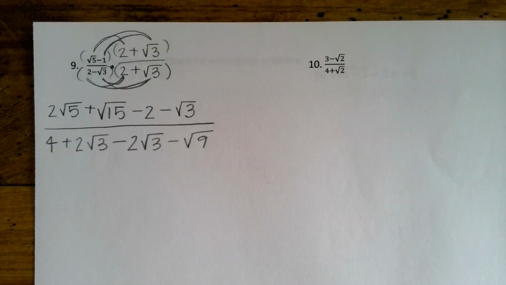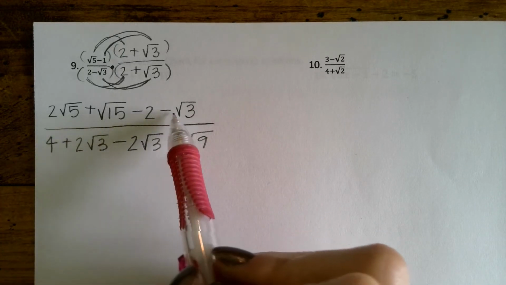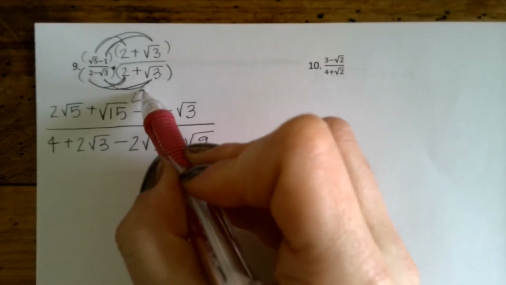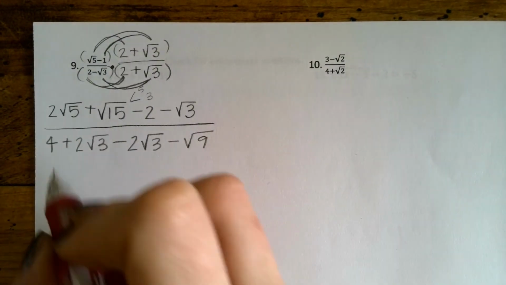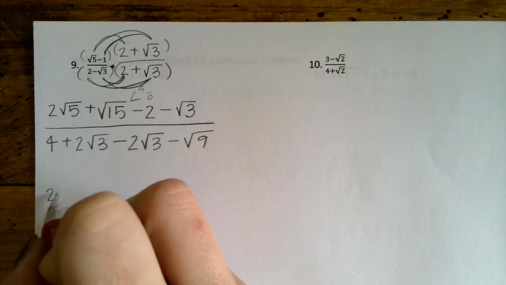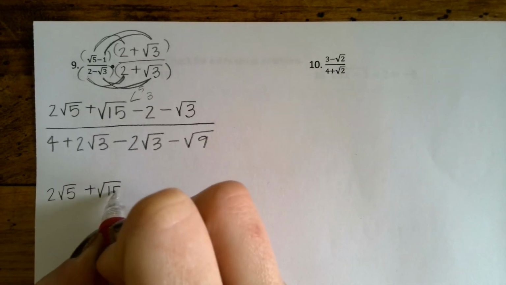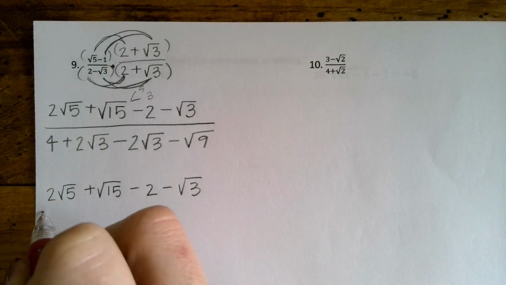From here, we're going to look for any like terms and simplify anything that can be reduced. On the top, I'm not seeing any like terms. Technically, I could take this 15 and break it up into 5 and 3, but I'm not seeing any partners or pairs, so nothing can simplify on the top, so I'm just going to leave it the same. 2 square root of 5 plus square root of 15 minus 2 minus square root of 3.